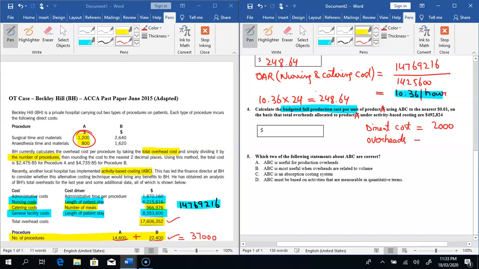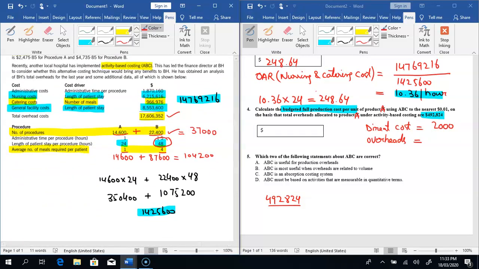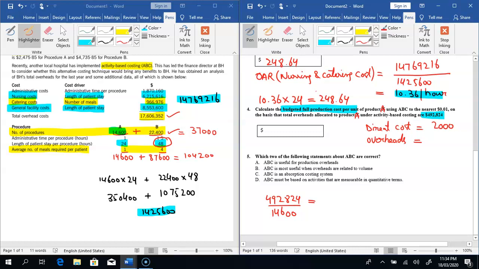And the question states that we need to use activity-based costing. So what we are given is the total of the overheads under activity-based costing. So if we are given the total overheads under activity-based costing, which are allocated to product A, 492824, we simply need to divide it by the total number of procedures. So total number of procedures for procedure A are given as 14,600. So we need to divide this by 14,600. So in this way, we are able to get the rate. But by the way, we don't need this rate because we need to calculate in total.